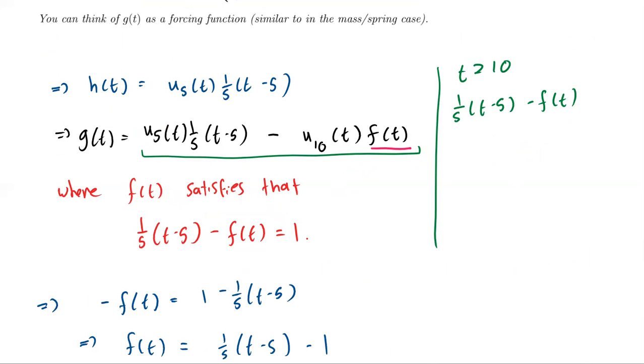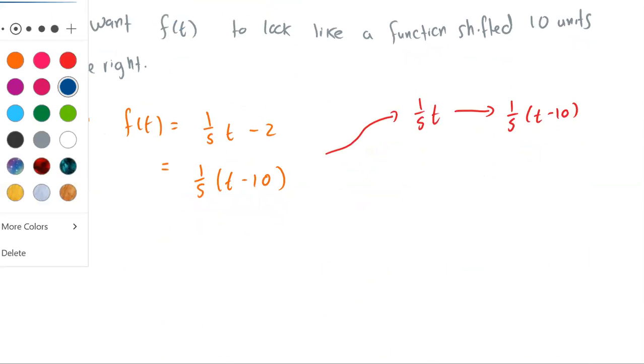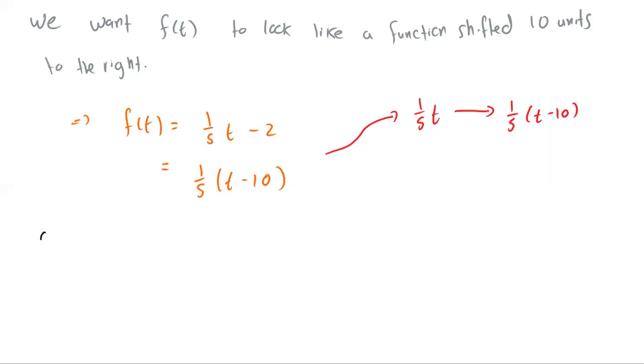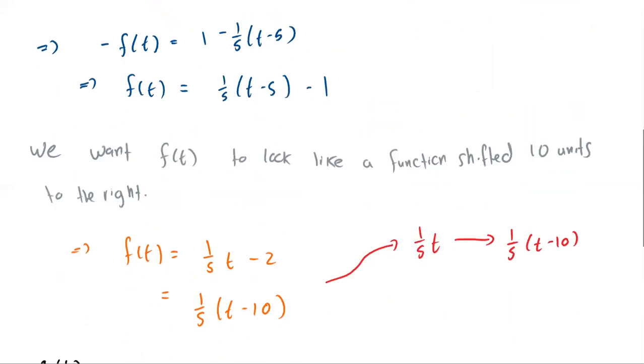Now we have the first term as u sub 5 of t times some function shifted 5 units to the right, minus the second term being u sub 10 of t times a function that's being shifted 10 units to the right. Okay? So let's write our final g of t, and then we're going to take the Laplace transform of both sides. Now, this process is faster than what I'm doing. Of course, I'm explaining everything, so that's why it's taking a little bit of time. But in practice, it's a little bit faster, right?